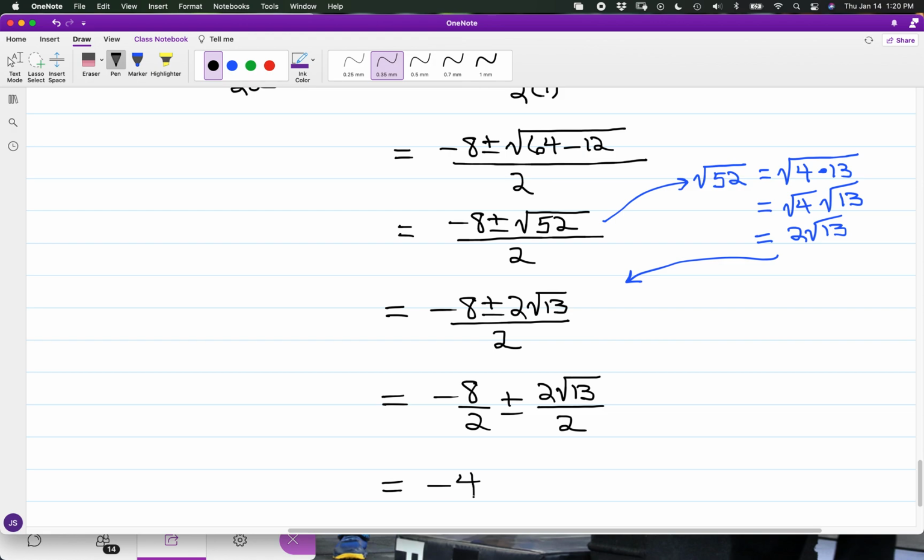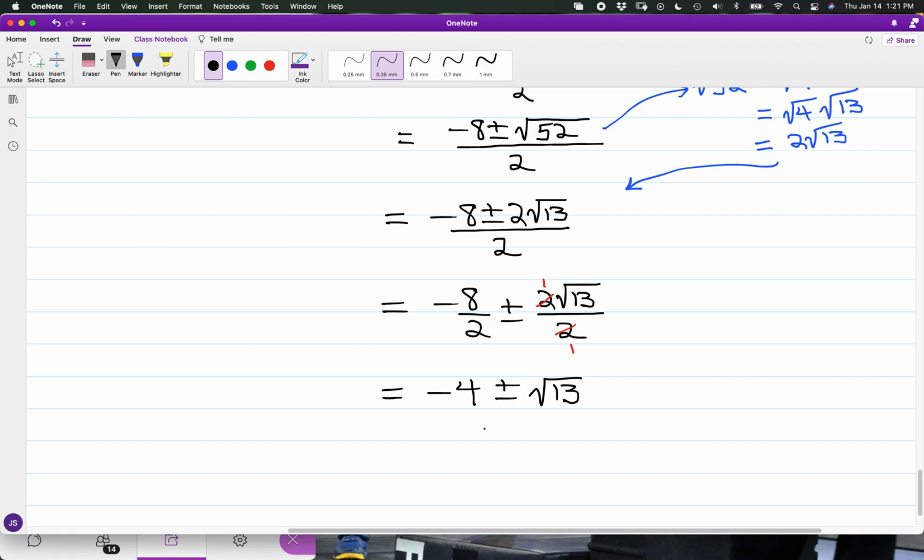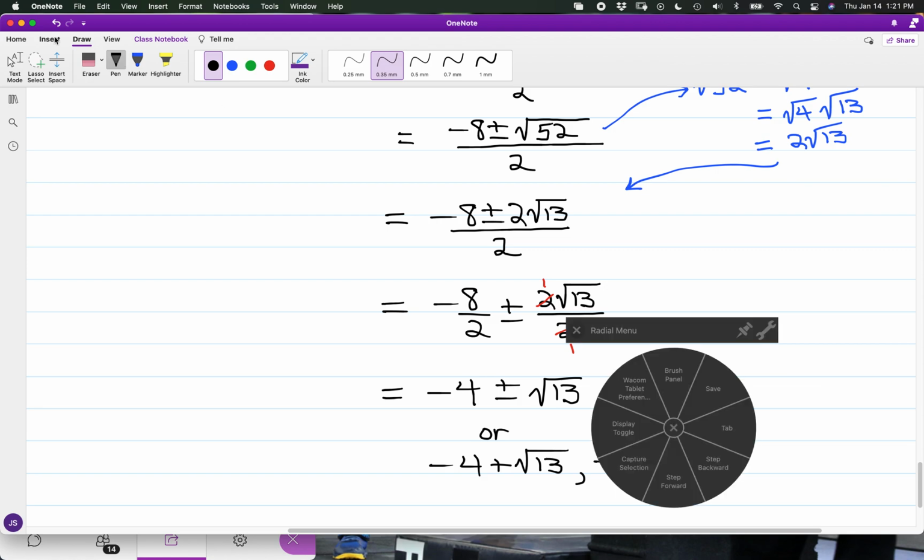And 2 will go to negative 8, negative 4 times. And for 2 times the square root of 13 over 2, we have at least the 2's to cancel out. So we're going to have negative 4 plus or minus the square root of 13. And you can itemize where the solutions of n, again, will be negative 4 plus the square root of 13, as well as negative 4 minus the square root of 13.